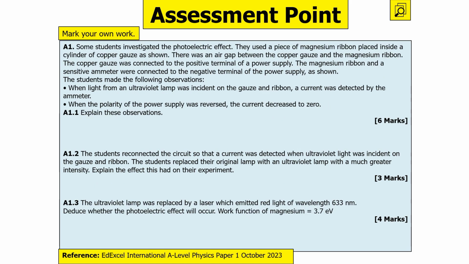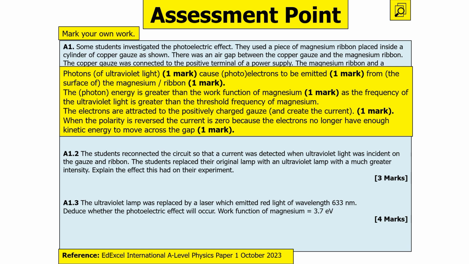Right, in this first one, you'll notice that the photons of the ultraviolet light will cause photoelectrons to be emitted from the surface of the magnesium ribbon. This occurs because the photon energy of the ultraviolet light is greater than the work function of the magnesium, because with the frequency of the ultraviolet light, E equals hf therefore gives a value of energy greater than the work function. Or you could just say the frequency is greater than the threshold frequency of magnesium.